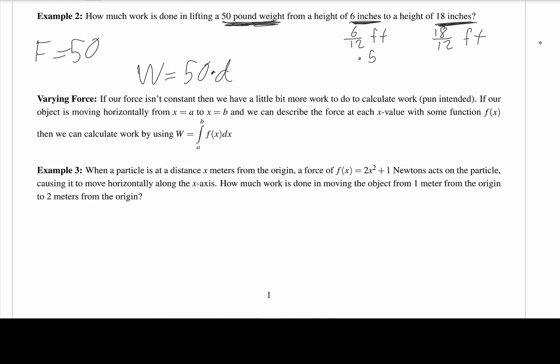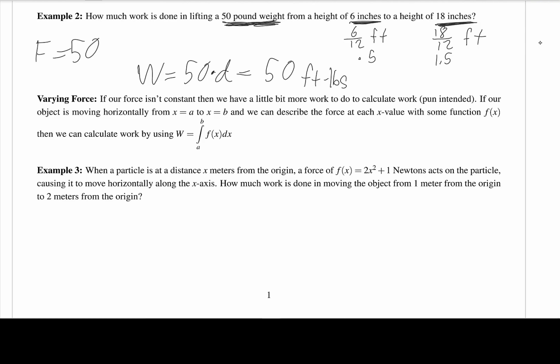Well, this is 0.5 to 1.5. And so the change in distance would be 1.5 minus 0.5, which is 1. So this is 50 foot-pounds for our work.